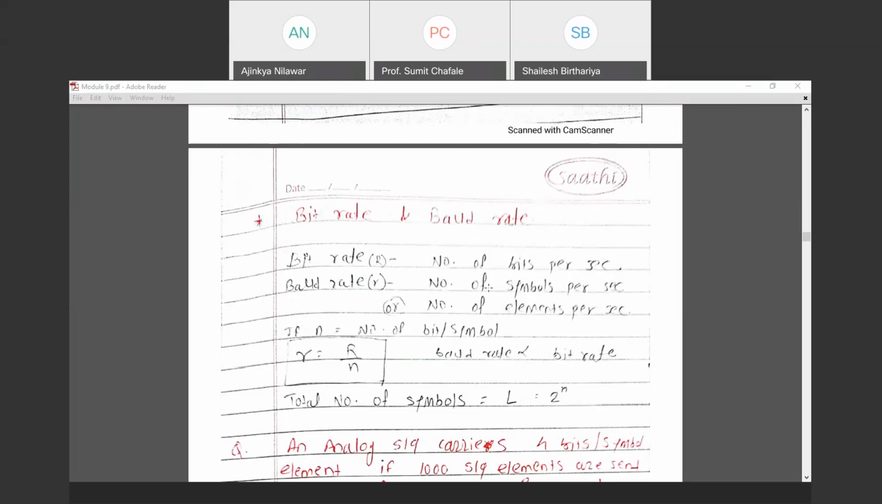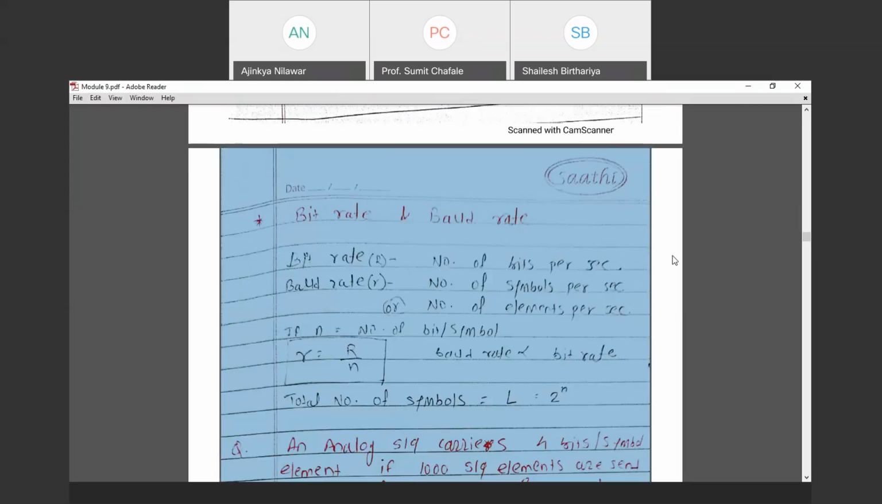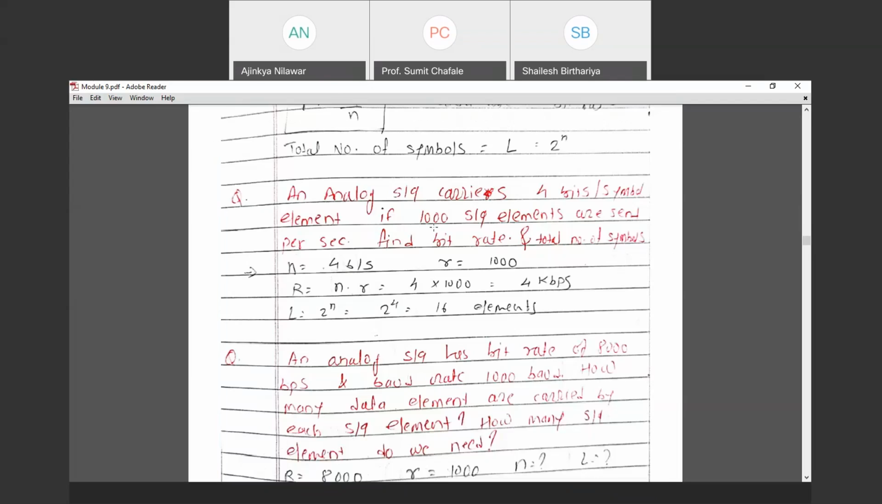So here I have differentiated between bit rate and baud rate. Consider an analog signal carries 4 bits per symbol. That means the value of small n is 4 bits per symbol. If 1000 signal elements are there, that means small r, the number of elements, is related to the baud rate. So baud rate is 1000. The question is: find the bit rate and total number of symbols.